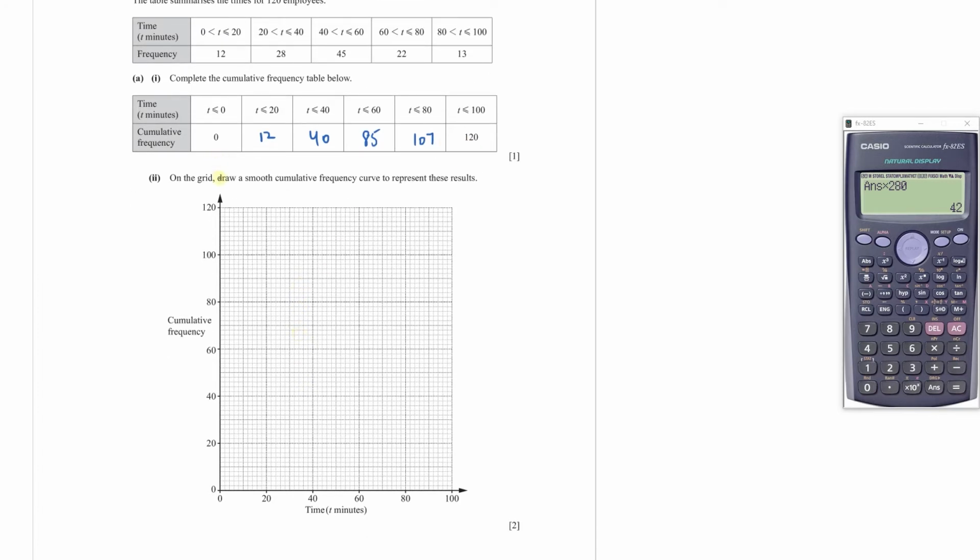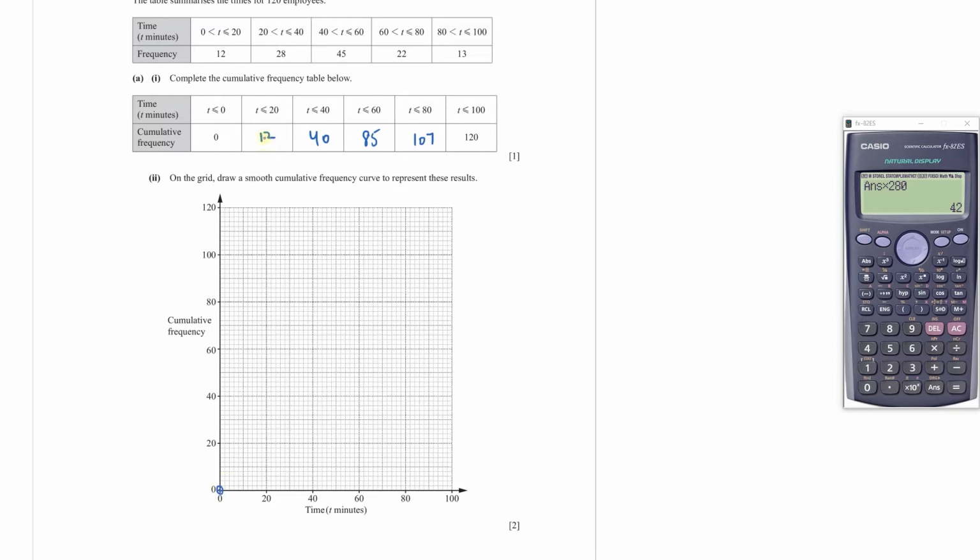The next part is: on the grid below, draw a smooth cumulative frequency curve to represent these results. So on the y-axis, you have cumulative frequency. On the x-axis, you have the time. So you can use this table here to plot the cumulative frequency curve. At 0, your value is 0. So this will be your first point here.